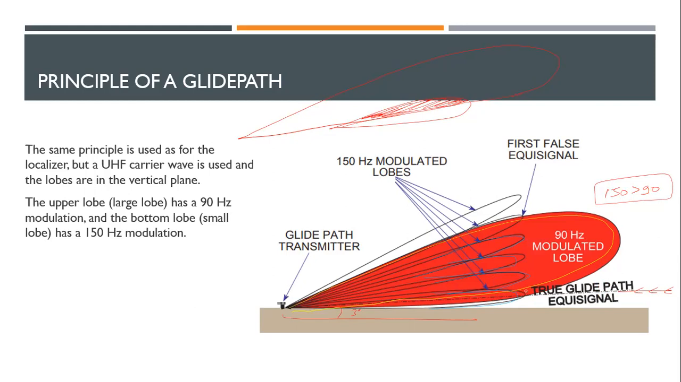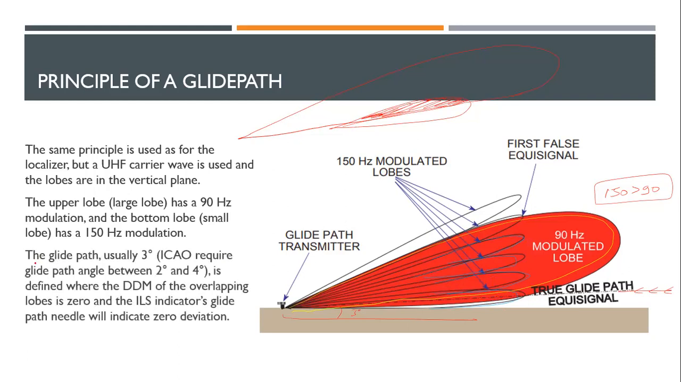We're talking about the true signal now. We'll discuss these different 150 also. I'm just talking about this first lobe of 150 and this huge lobe of 90 hertz. All right. The glide path, usually 3 degree, is an ICAO requirement. Okay, it should be between 2 to 4. We'll discuss the accuracy limits and what should be the deviation and all.